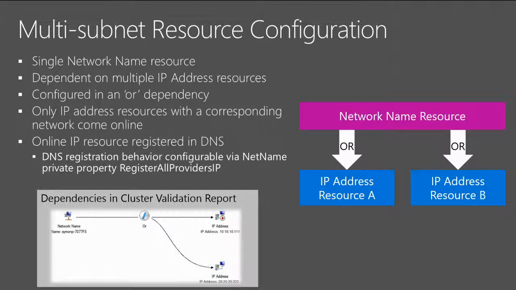Then the network name picks up that 10.10 address. It goes, oh, this is the valid IP for this network, this is what I'm going to register with DNS. When I fail over, that's going to inverse. The 10.10 does not have a valid subnet on that 20.20 node, but the 20 does, so it will come online. The network name will pick it up and register with DNS. But this has some considerations.